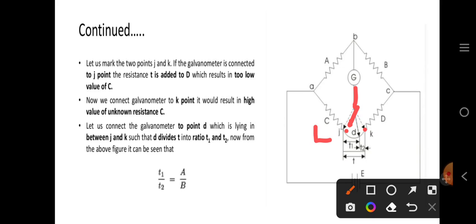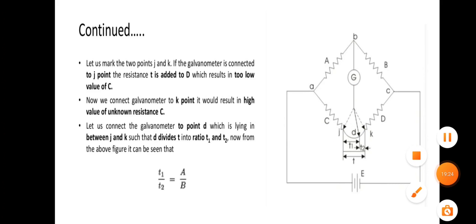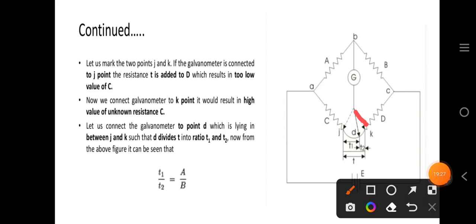Now we connect the galvanometer to K point. It would result in a high value of unknown resistance C. It will make the resistance high. Now let us connect the galvanometer to point D, which is lying in between J and K, such that it divides T into the ratio T1 and T2. From the above figure it can be seen that T1 by T2 is equal to A upon B.